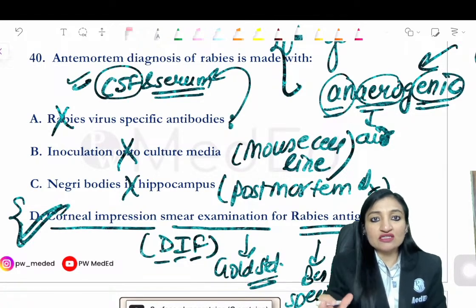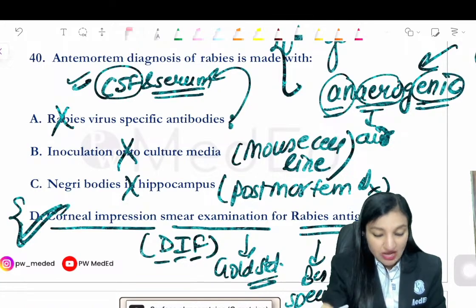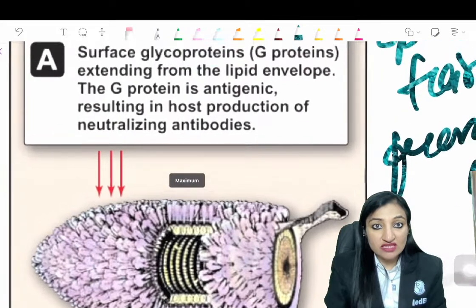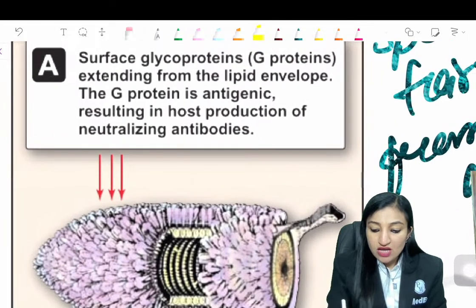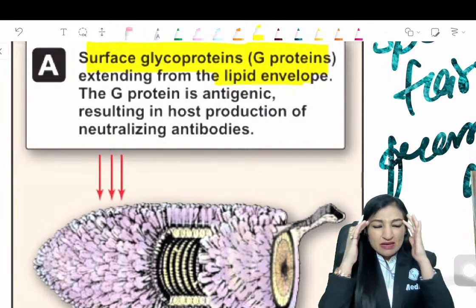So antibody detection is inferior to antigen detection as a method of diagnosis. Now look at this: rabies virus. First is this schematic representation. You can see beautiful surface glycoproteins called G proteins extending from the lipid envelope. It's an enveloped virus.